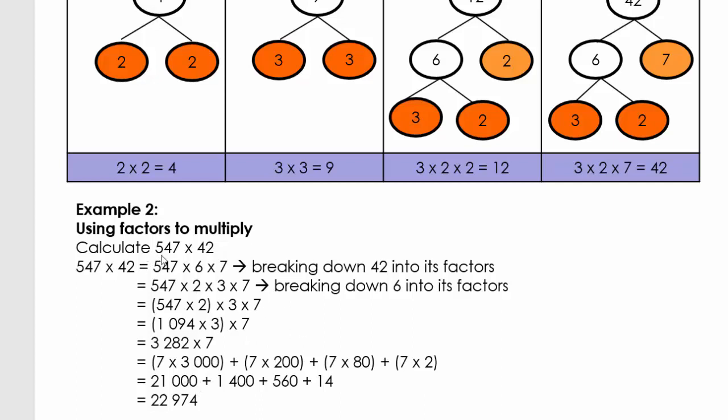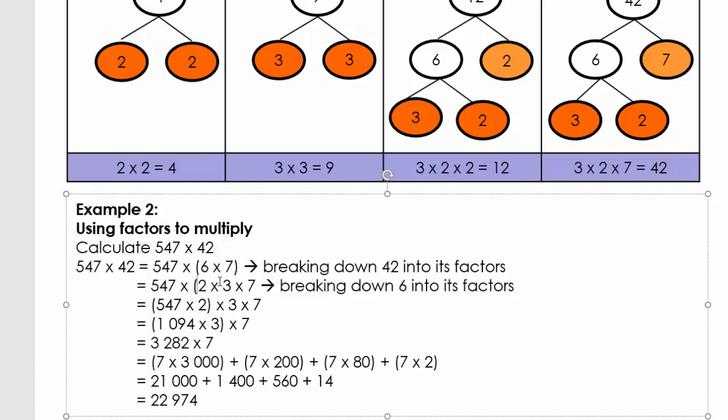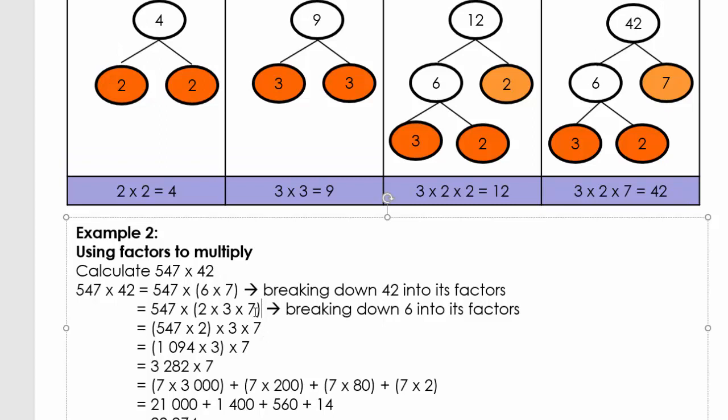Okay, so we got 547 times 42. So what we're going to do is break up the last number into its prime factors. So first we're going to say 547 times 6 times 7. So let's put brackets around them so you can see that relates to 42. And then again, we know 6 is not a prime number, so we're going to break it up into 2 times 3 times 7.